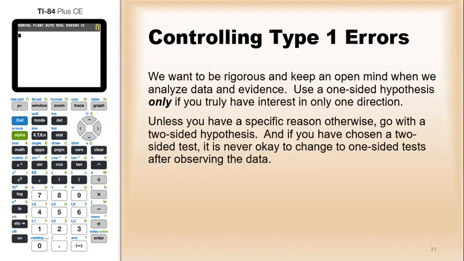So why should we be using a two-tailed test? Well, we want to be rigorous and keep an open mind when we analyze data and evidence. So we should use a one-sided hypothesis only if you truly have an interest in only one direction. And so unless you have a specific reason otherwise, go with a two-sided hypothesis. And if you've chosen a two-sided hypothesis test, it's never okay to go back to one-sided after observing the data.